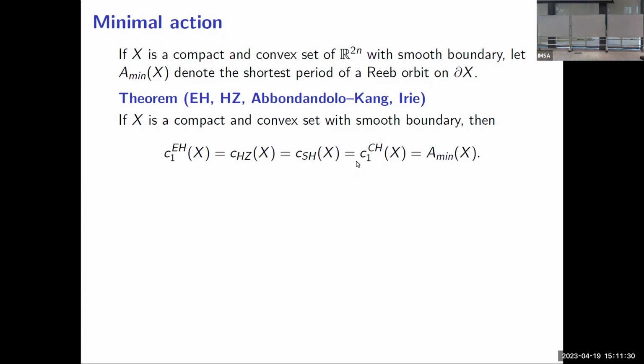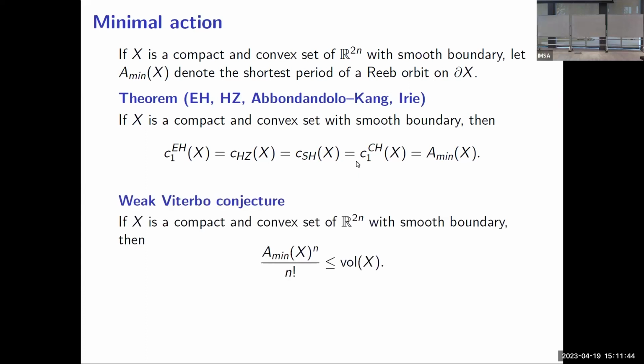So notice that neither the Gromov width nor the cylindrical capacity is one of these. But we have this capacity, which is in the middle, which is the minimum action, which coincides with a lot of these capacities for convex sets. And we can just ask the Viterbo conjecture for this capacity. So now this is kind of a systolic inequality. Okay, so we're saying that if X is a compact and convex set with smooth boundary, then the minimum action of a characteristic or a Reeb orbit on its boundary satisfies some inequality. So there is an upper bound for it that's related to the volume. Okay, so that's what I'm calling the weak Viterbo conjecture.